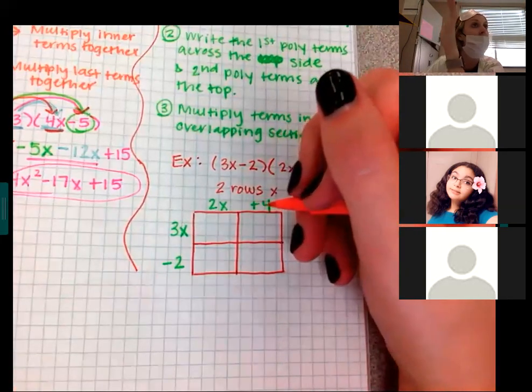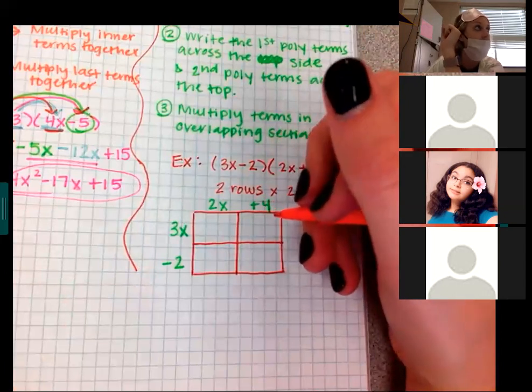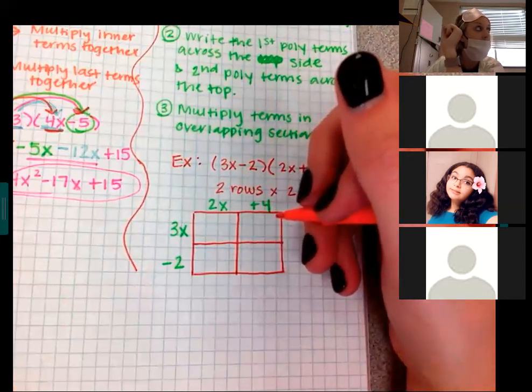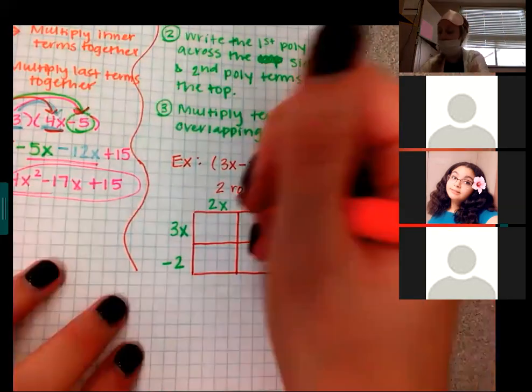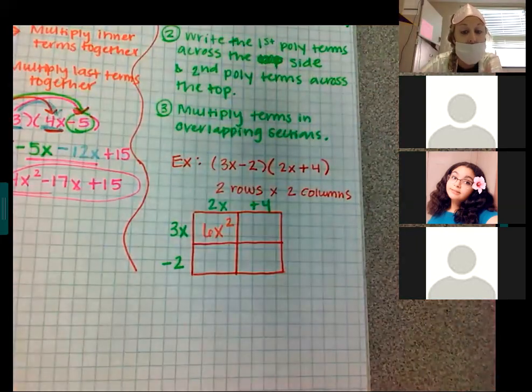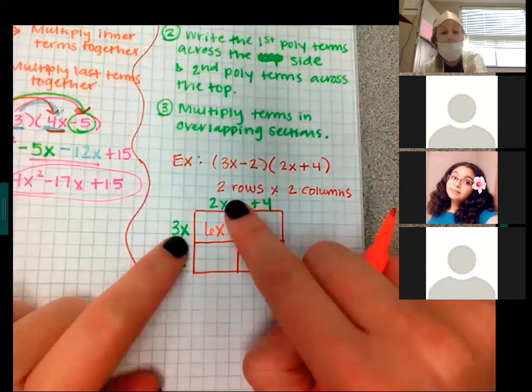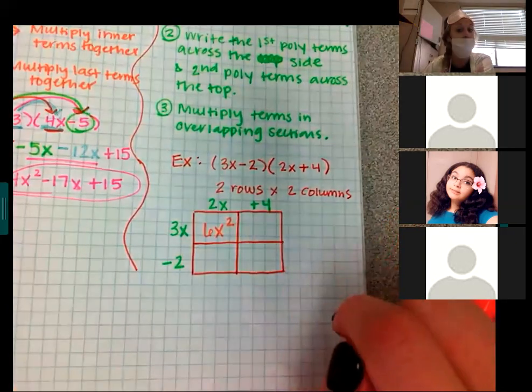Y'all got me messed up already. They're over there giggling. They don't even know they got it wrong. It is not 6x. No, it's not. It is 6x squared. If you put 6x, that is wrong because you got 2 x's right here. Don't mess up right there.